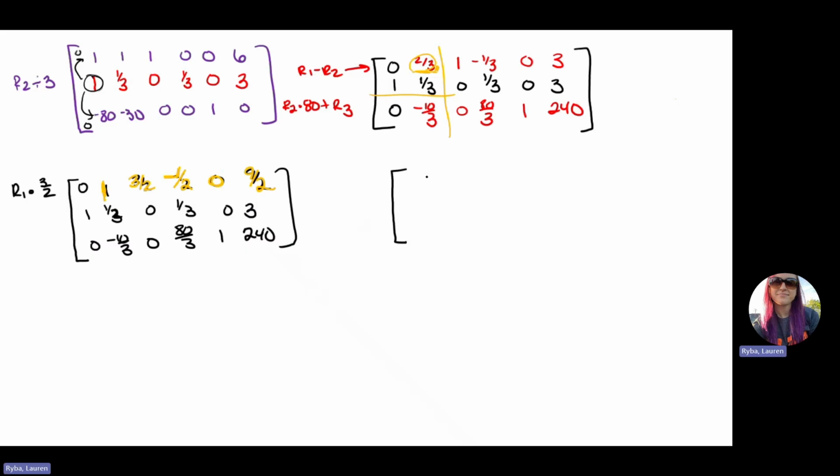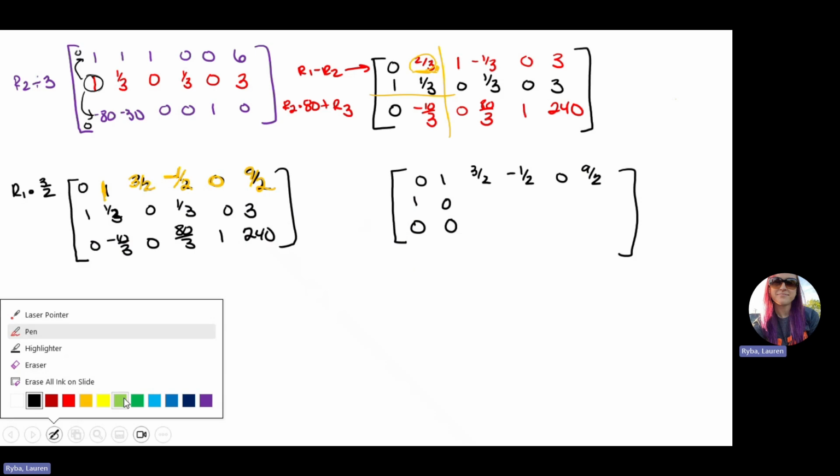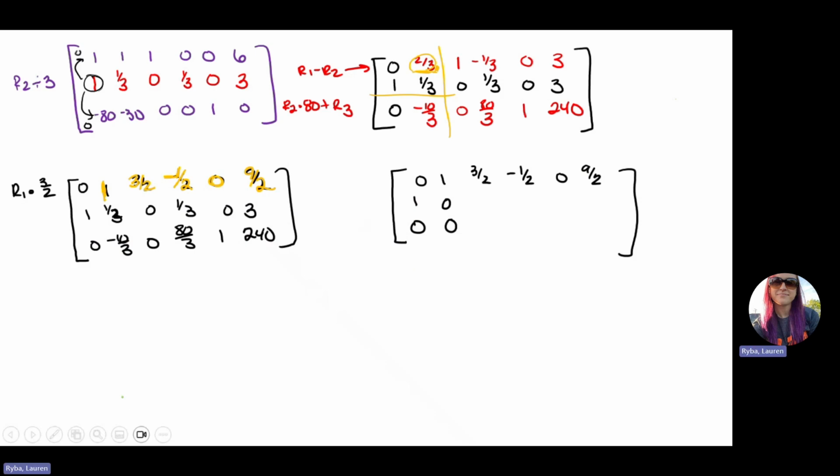Okay, so now the top row is going to stay. Our first column is going to stay, and our second column is going to be zeros. So how do we do that? We got to multiply by the opposite. So this is a 1/3 here. So I'm going to take row 1 times a negative third, add it to row 2. 3 halves times negative a third, add nothing to it. Okay. It's negative a half plus 0, negative a half.